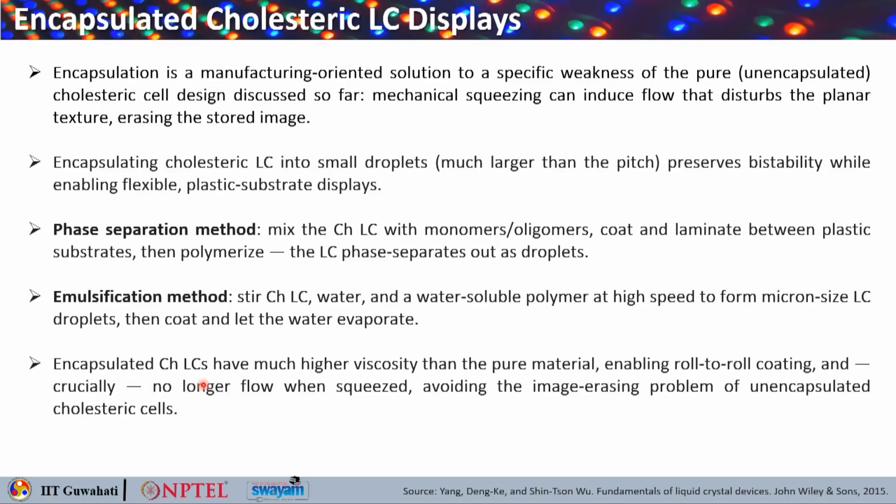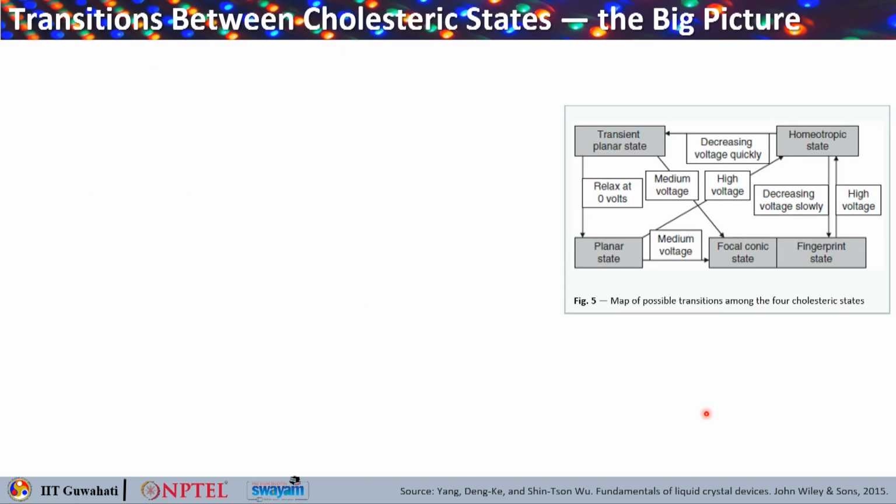So what happens is these encapsulated cholesteric liquid crystals have much higher viscosity than the pure material, which enables roll to roll coating, and crucially, they no longer flow. This flow problem is stopped because it no longer flows when squeezed, so that avoids the image erasing problem of the encapsulated cholesteric cells.